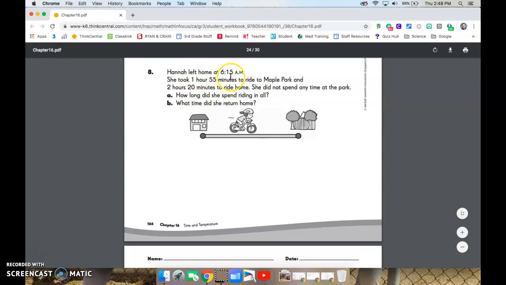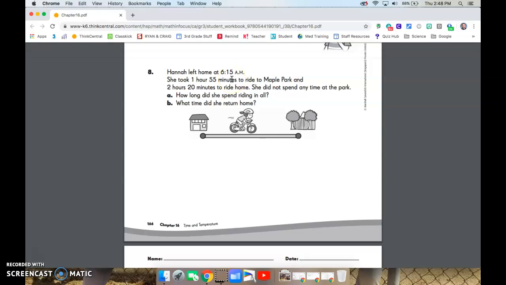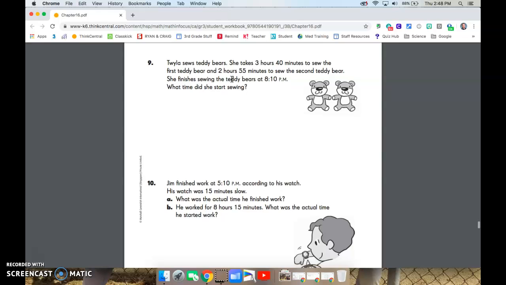So if she left at 6:15 a.m., let's count her hours. 7, 8, 9, 10. Okay, so I got 4 fingers up. That's 10:15 a.m. plus our 15 minutes for our 4 hours and 15 minutes would be 10:30 a.m. Yeah, here we go. 9.